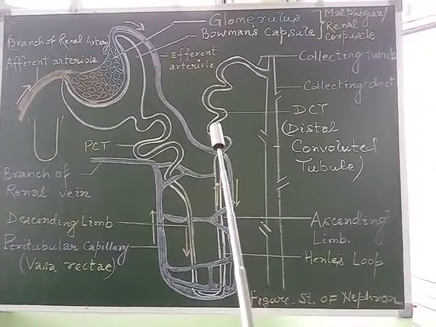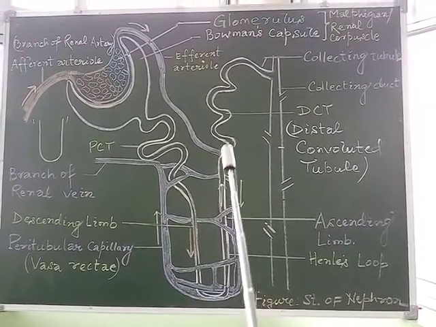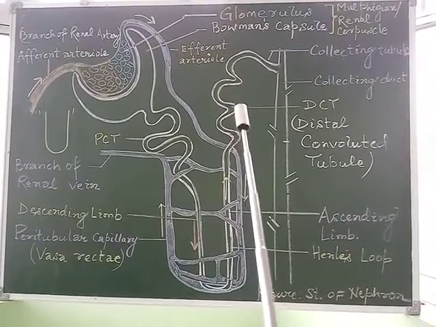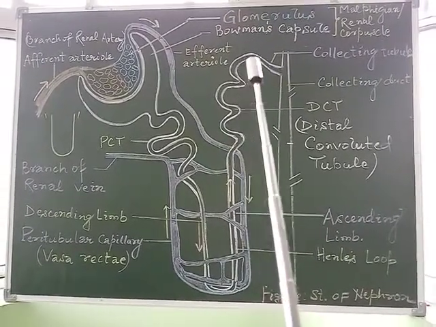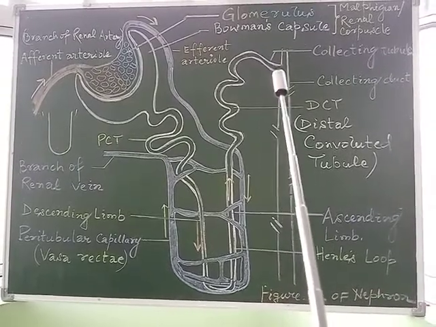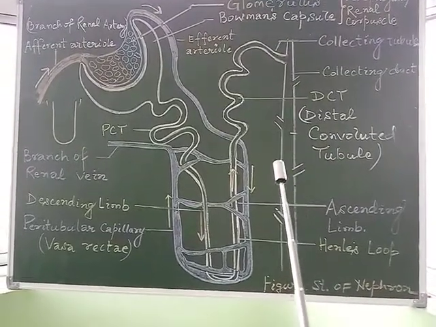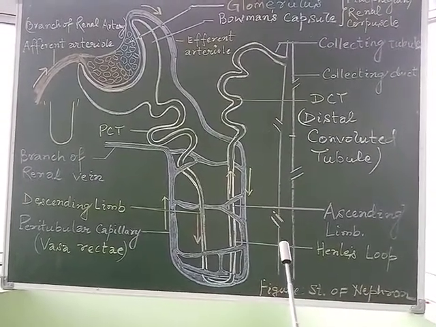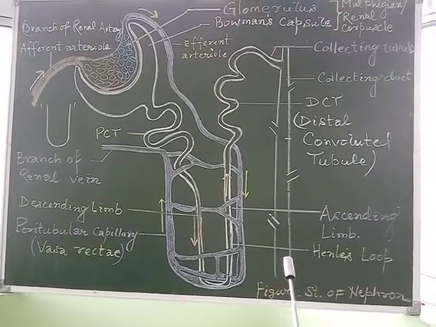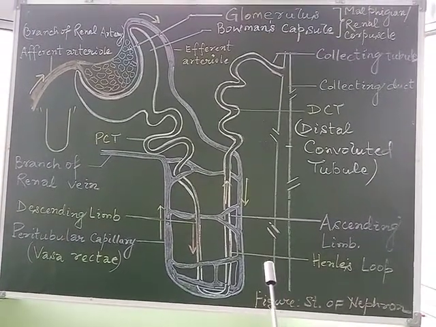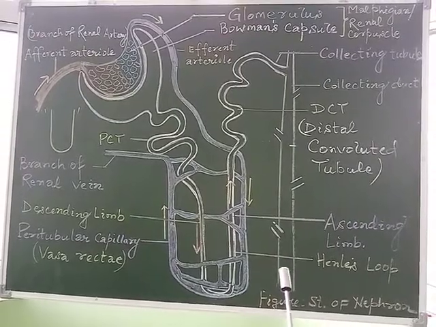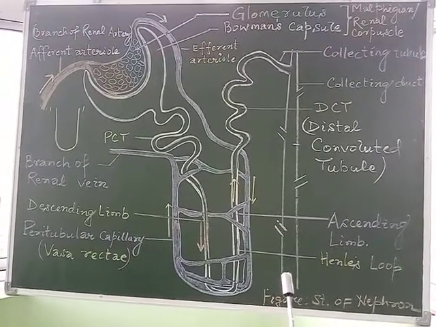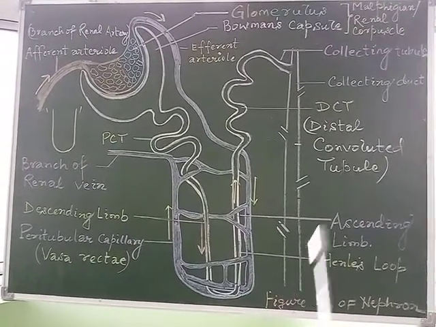Further on, the ascending limb joins the distal convoluted tubule region, and finally, as the collecting tubule, it joins the collecting duct. And after all, the collecting ducts unite together in each kidney and form the ureter.